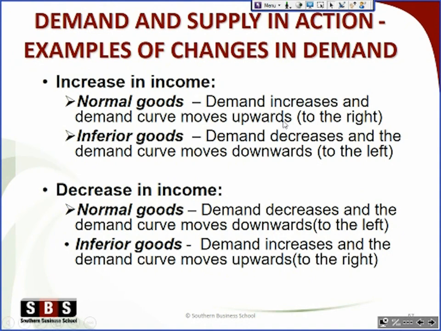And then a decrease in income is just the other way around. So just understand what the increase and the decrease in income will cause between normal goods and inferior goods. And that's why you just got to know what is a normal good and what is an inferior good. Use the example of a hamburger and steak.